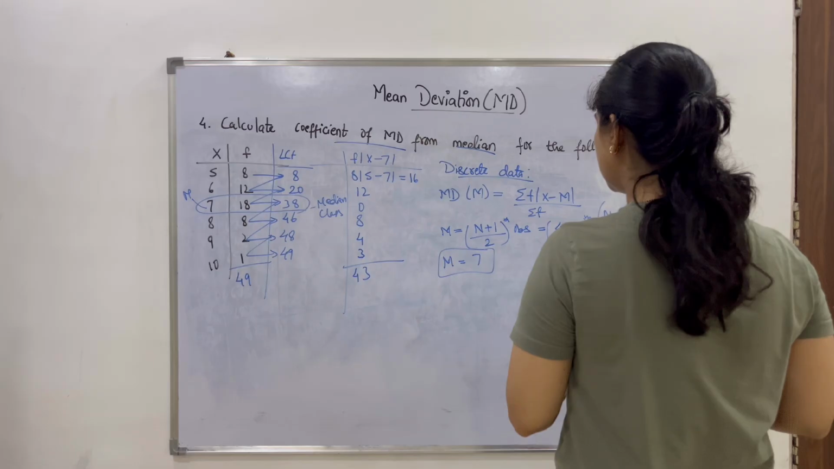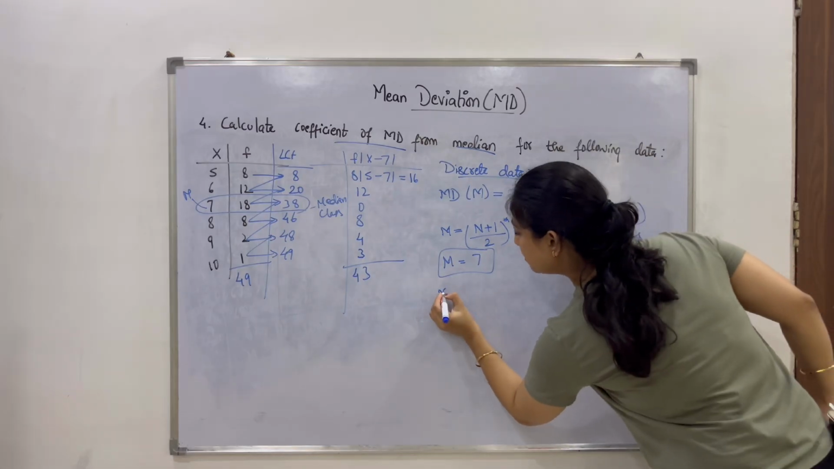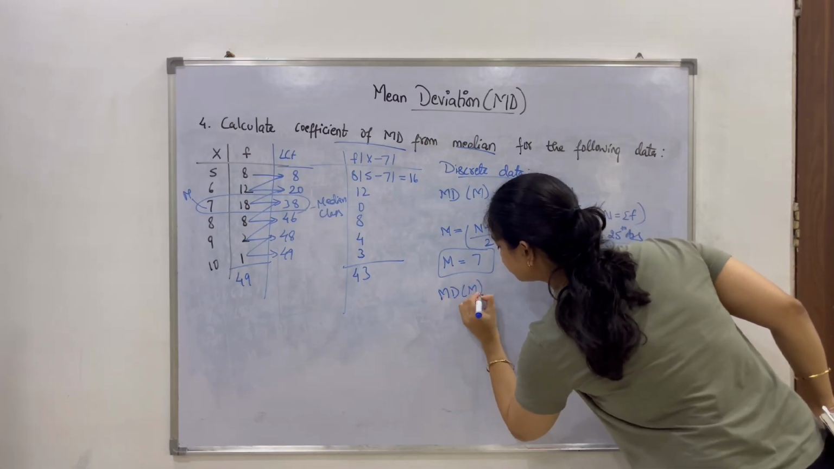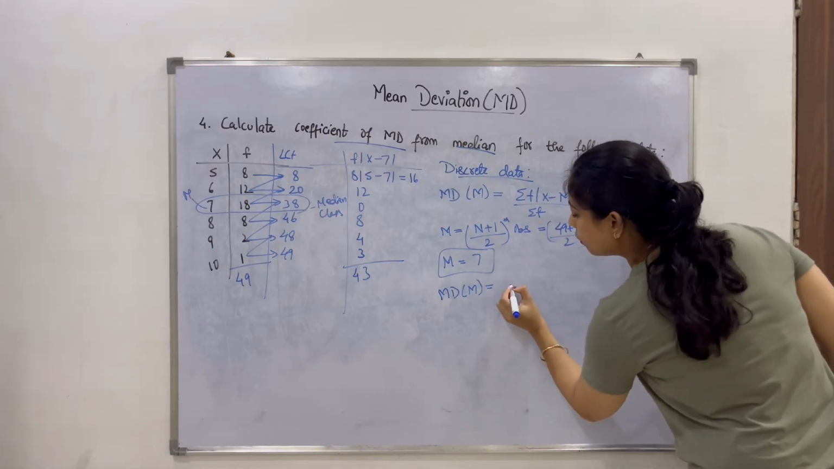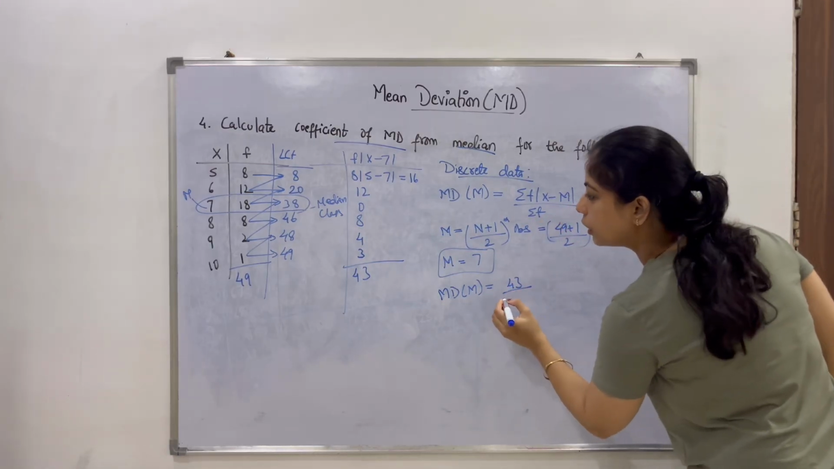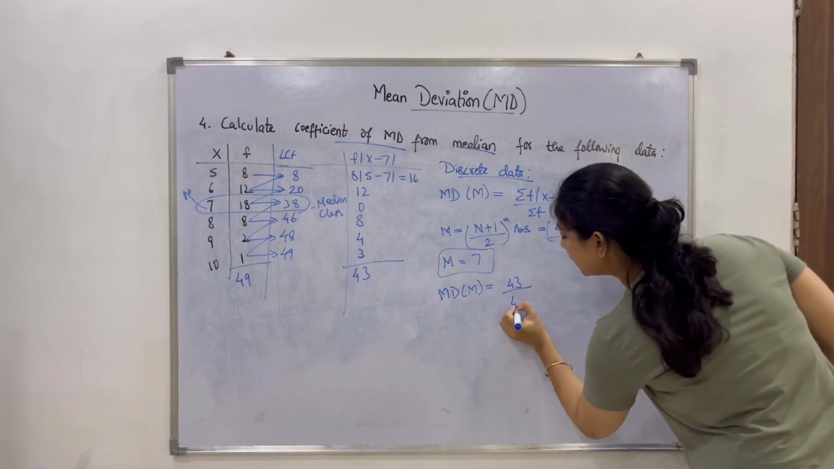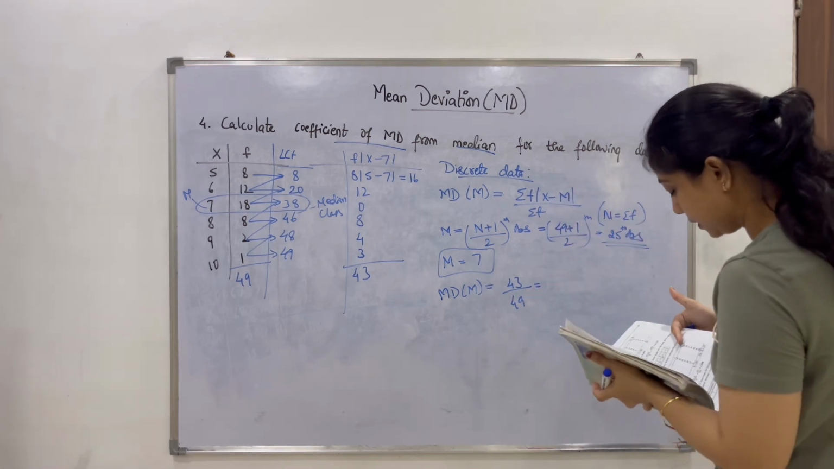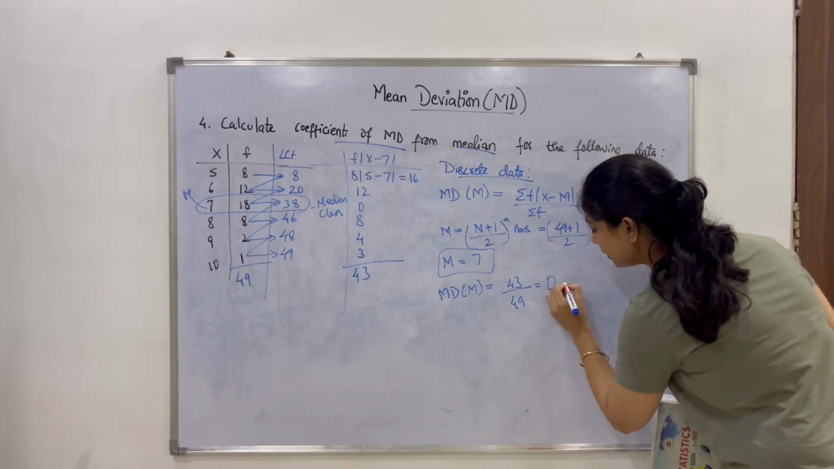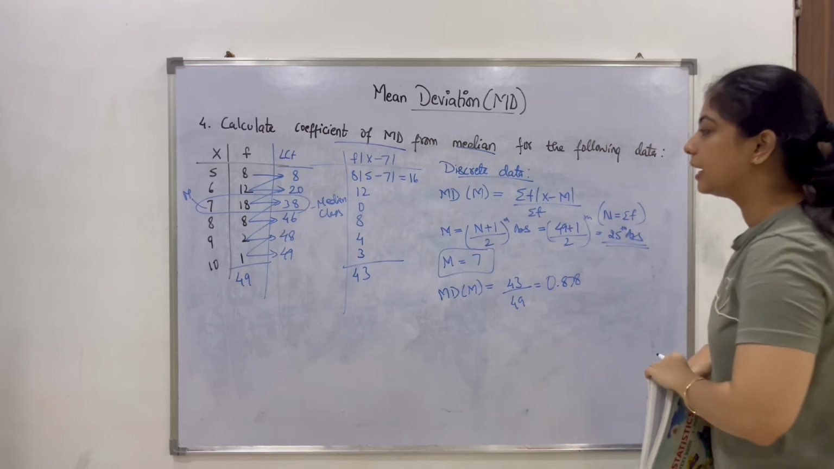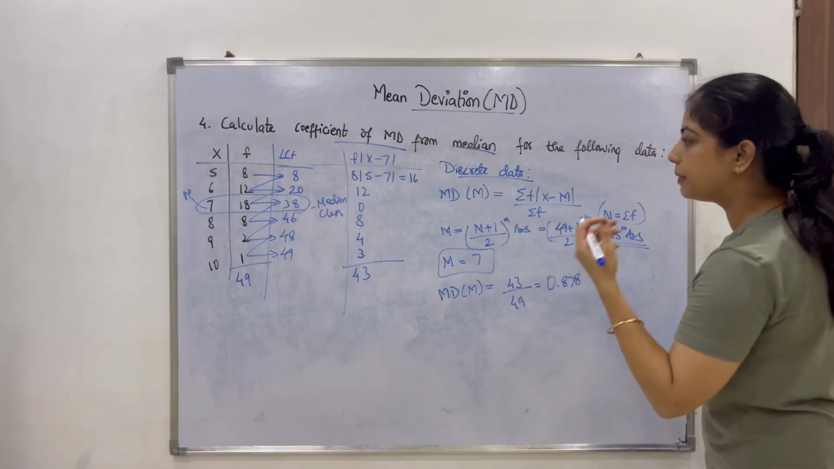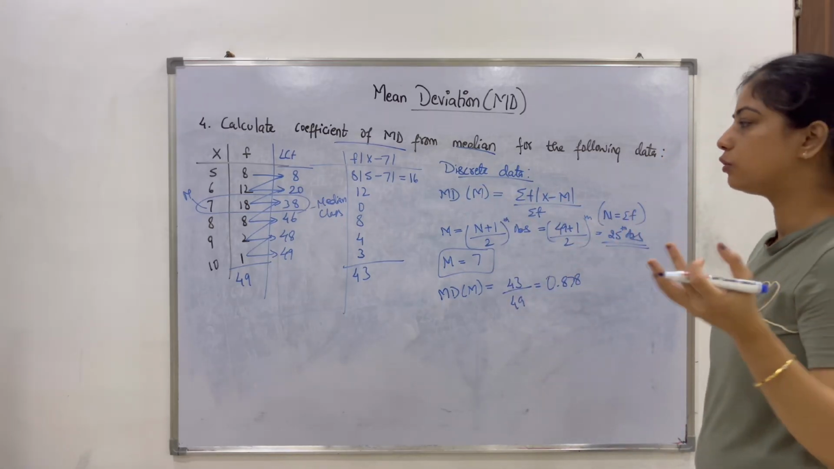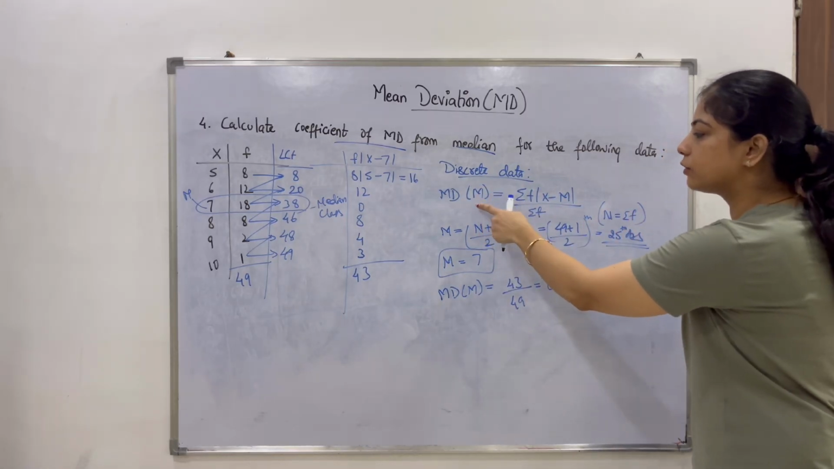Now let us write down in the formula. Mean deviation from median is equal to 43 upon the total of frequency, which was 49. So the answer for this is 0.878. But in the question they have asked us to calculate the coefficient of mean deviation. Because for the coefficient of mean deviation we also require the mean deviation, that's the reason we found the mean deviation.